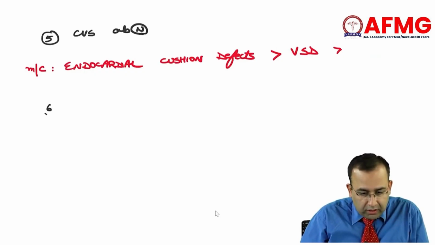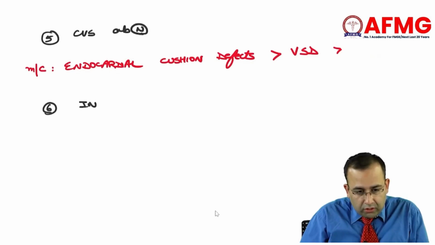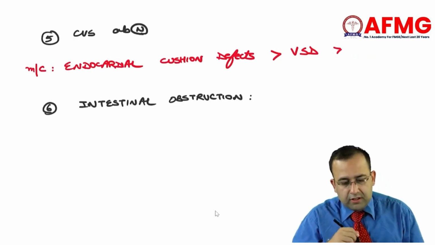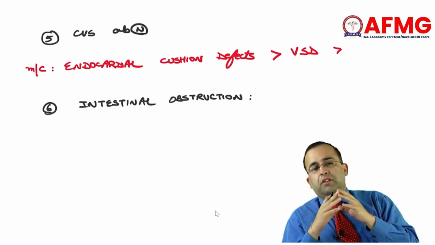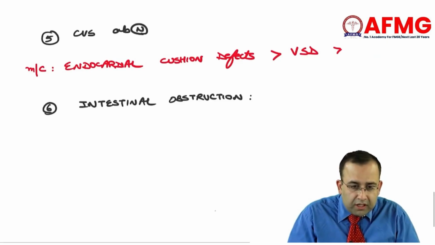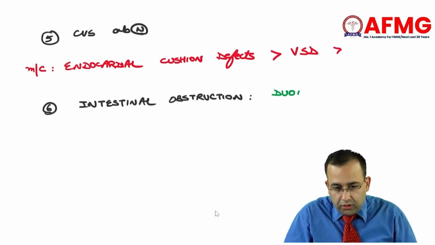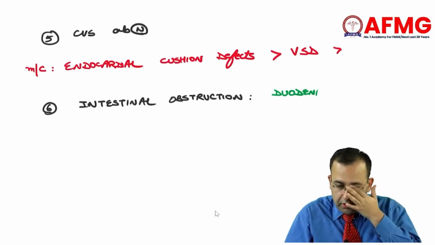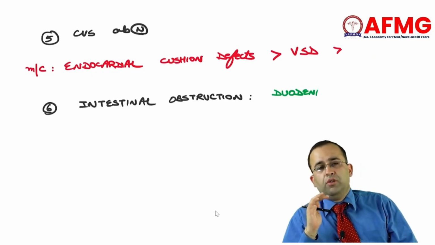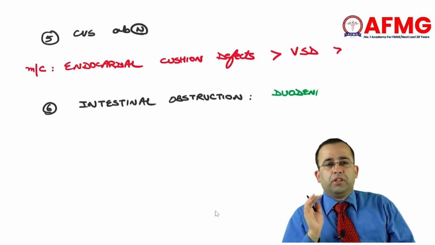Next, Down syndrome is also associated with intestinal obstruction. And which is the most common site of intestinal obstruction? Intestines में obstruction हो रही है, ठीक है, मान लिया. But which is the most common site of intestinal obstruction in Downs? That is duodenum. It is associated with duodenal atresia. Duodenum में obstruction होती है.